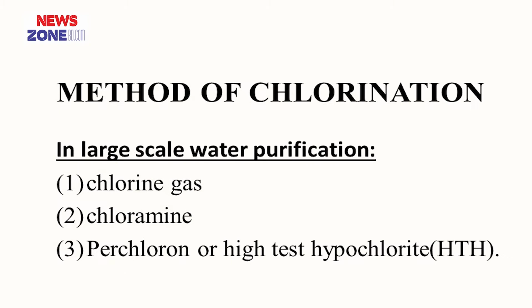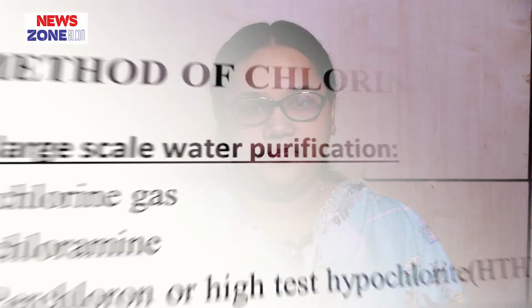Methods of chlorination. Now we see the methods of chlorination. In large scale water purification, there are some methods: chlorine gas, chloramine, perchloron or high test hypochlorite. Other agents are also used for water purification, that is bromine, bromine chloride, iodine, chlorine dioxide, ozone, and ultraviolet irradiation.